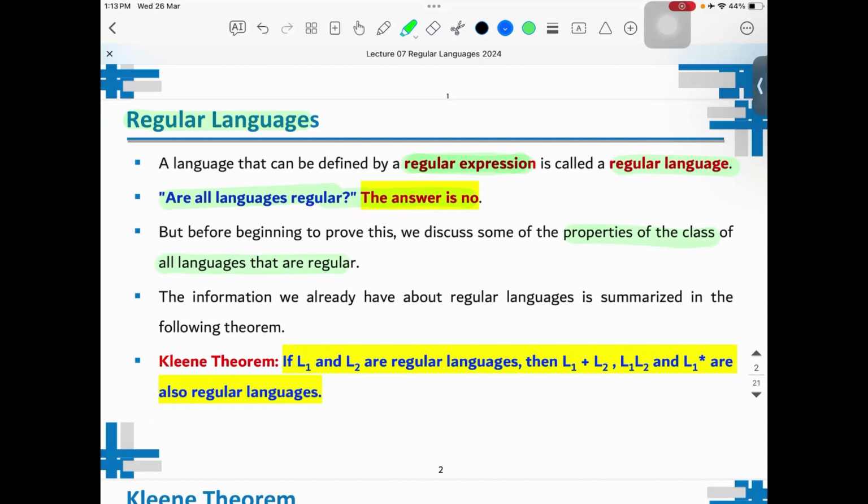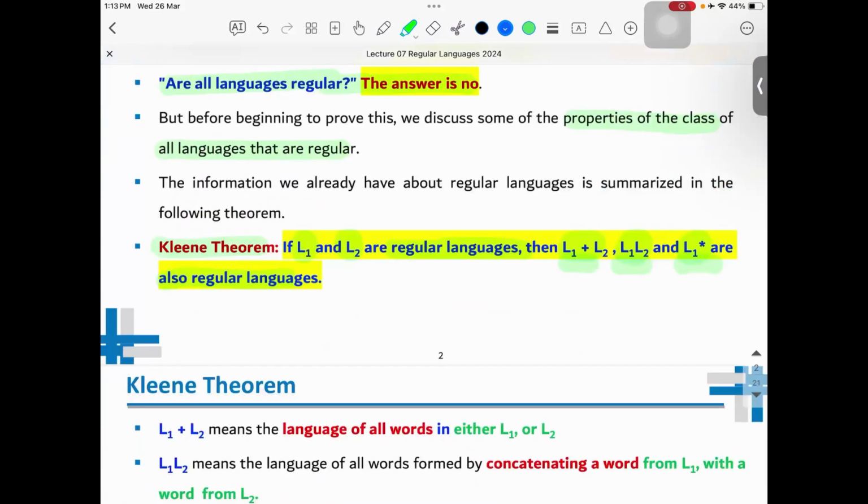So we already saw in the Kleene theorem that if there are languages L1 and L2, and those languages are regular, then when we take the union as well as the concatenation, and for example the star closure, the results will also be regular. So three properties we have already covered in the Kleene theorem: one is the union, another one is concatenation, and the next one is the star closure.